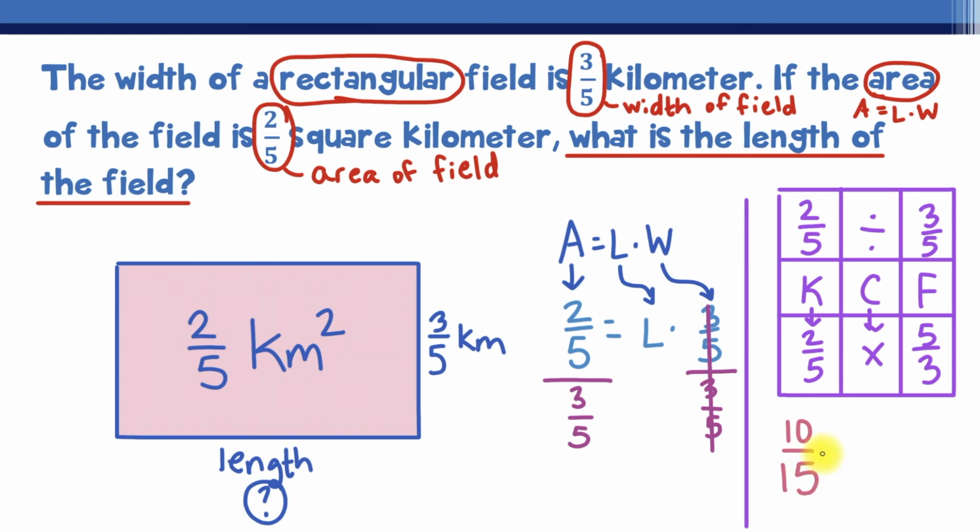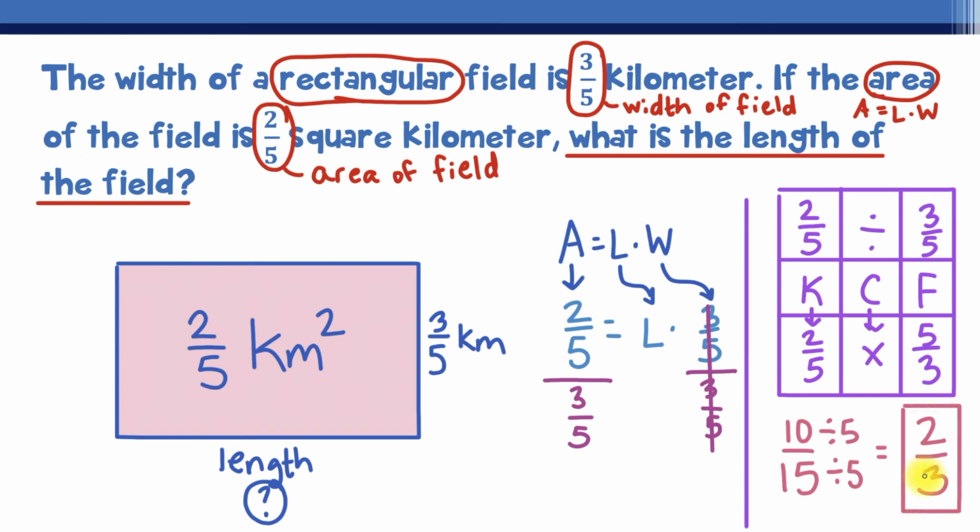But we can't leave our answer like this because it's not in simplest form. We have to figure out how to reduce it as much as possible. So the biggest number that can divide 10 and 15 is 5. So we've got 10 divided by 5 and 15 divided by 5. 10 divided by 5 equals 2. And 15 divided by 5 equals 3. Making our final answer 2 over 3.